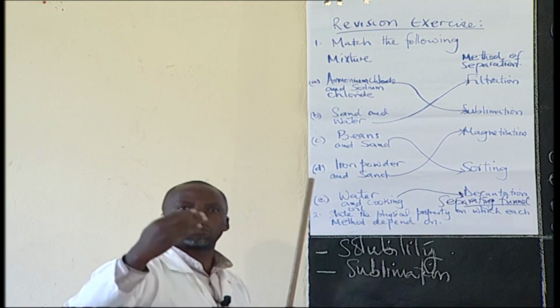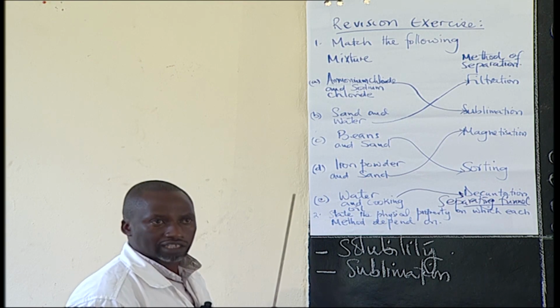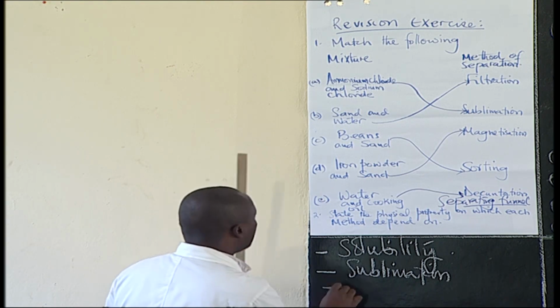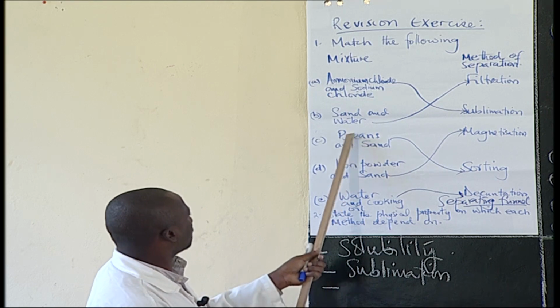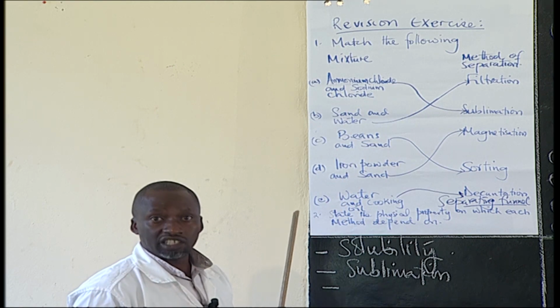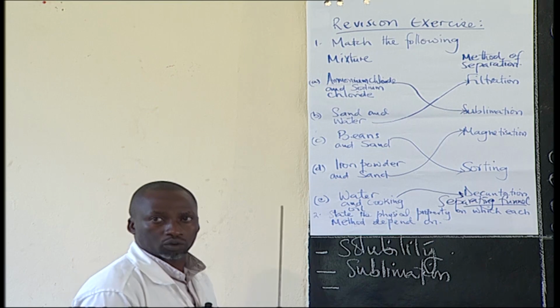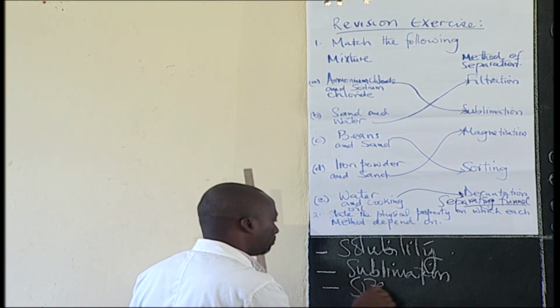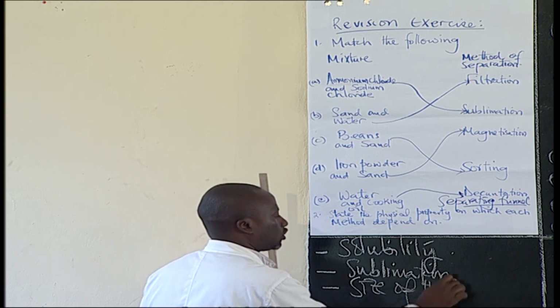The change from solid to gas. For beans and sand, the physical property we are using is the size of the particles. So we are using the size of the particles here.